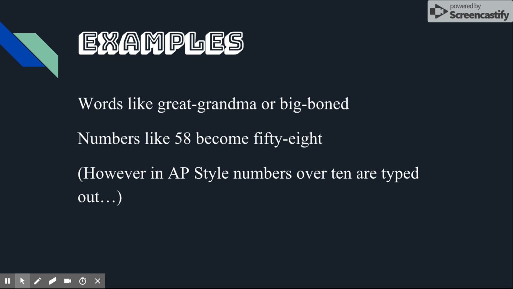Here are some examples of when you should use a hyphen. Words like great-grandma and big-boned are hyphenated again to alleviate confusion. Numbers are hyphenated when spelled out. However, in AP style, numbers over 10 are typed in numerals, so you won't really have to worry about using hyphens.